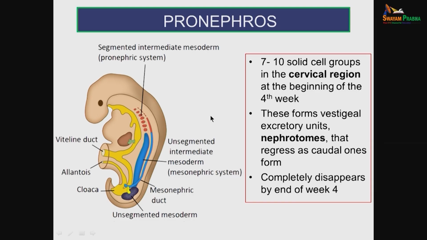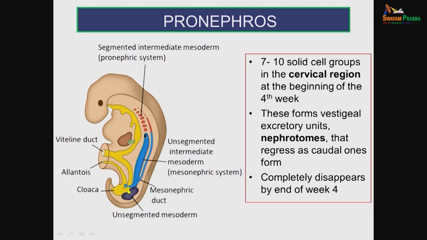Pronephros is a functioning kidney in some fishes and cyclostomes. In humans, pronephros appear as, see this picture which I am pointing out, structure I am pointing out. Pronephros appear as 7 to 10 solid cell groups in the cervical region of the embryo. This is cervical region of the embryo. You can see some solid cell groups. They form some vestigial excretory units which are called as nephrotomes.